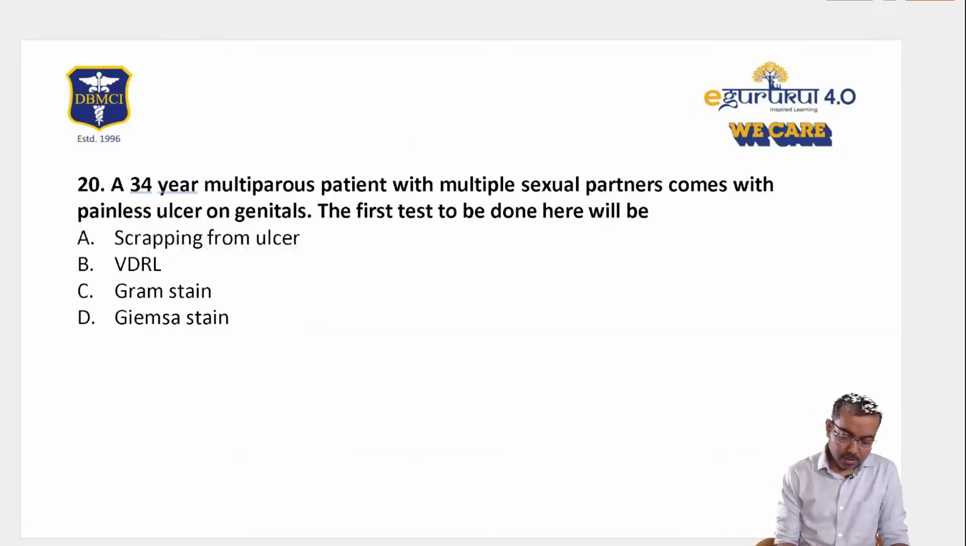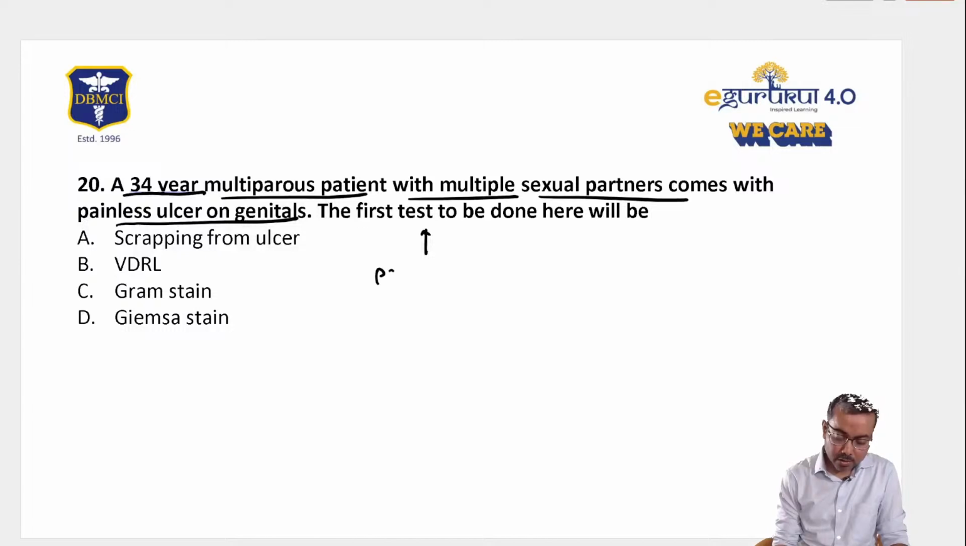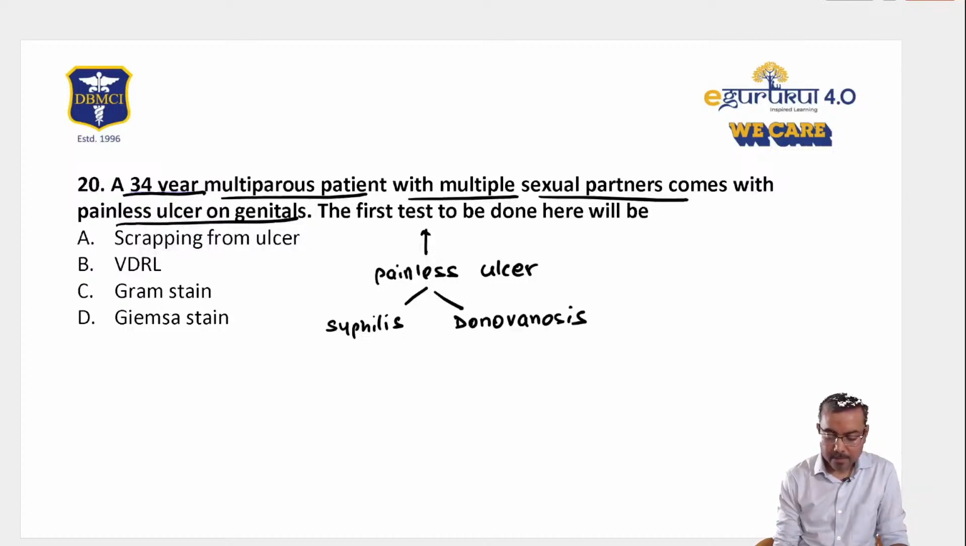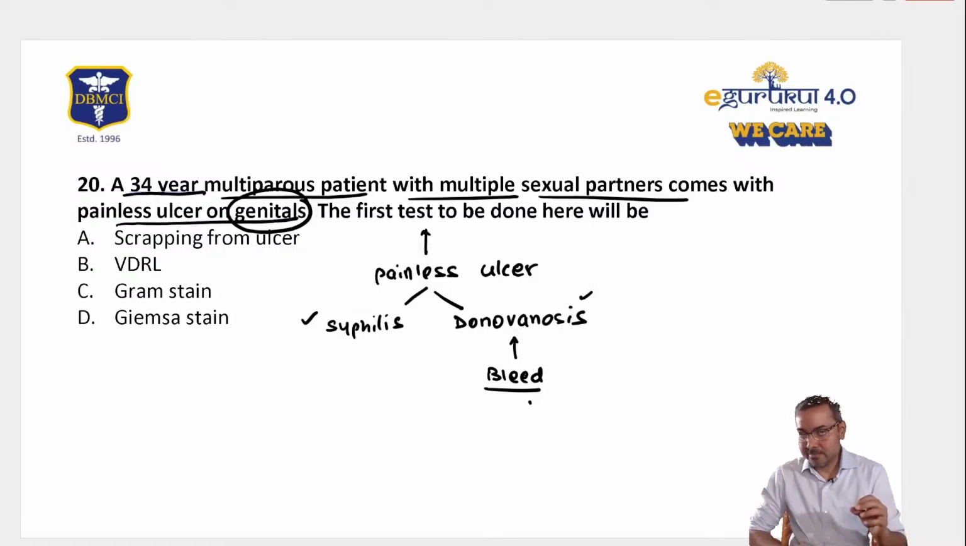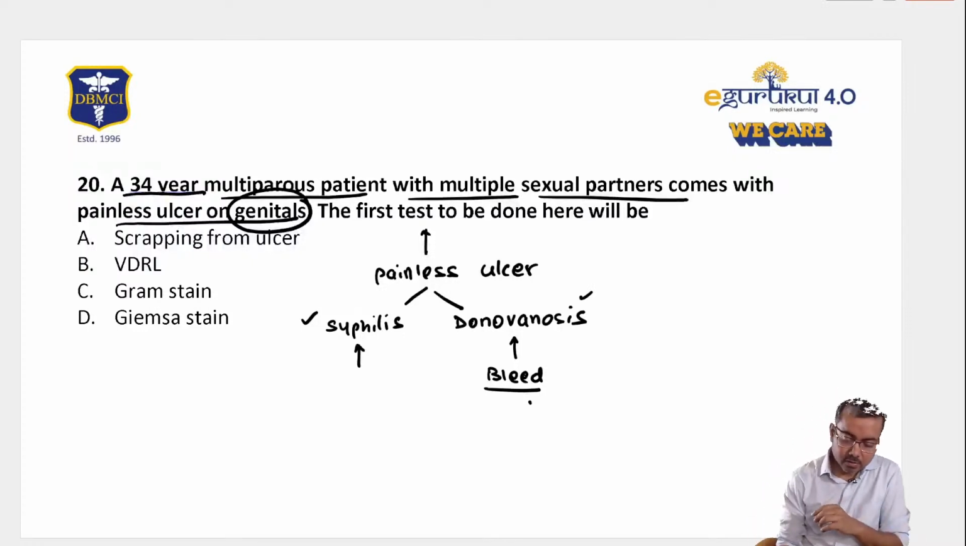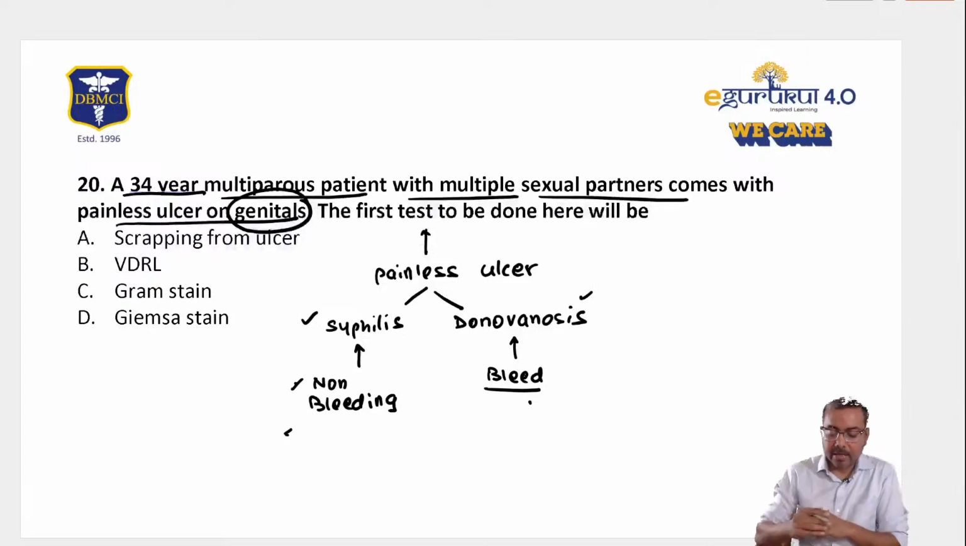All right. A 34-year-old multiparous patient with multiple sexual partners comes with painless ulcer. Now, when you talk about painless ulcers, you only think about two things: syphilis and donovanosis. There's nothing else which comes there. Now, it could be syphilis or donovanosis. Donovanosis will always very typically have intense bleeding. So bleeding is a signature sign of it. This is going to be non-bleeding. In fact, we call this a non-bleeding painless ulcer.